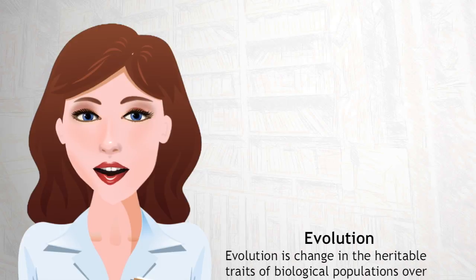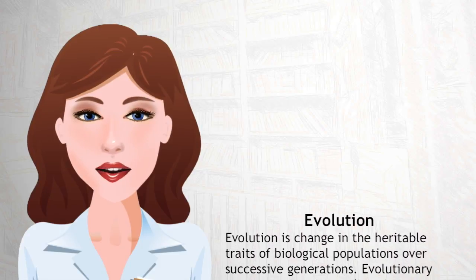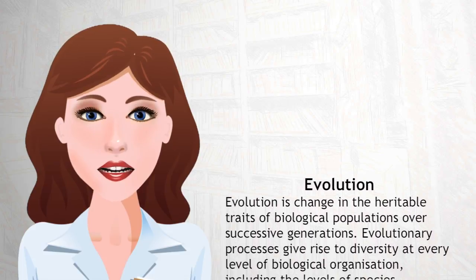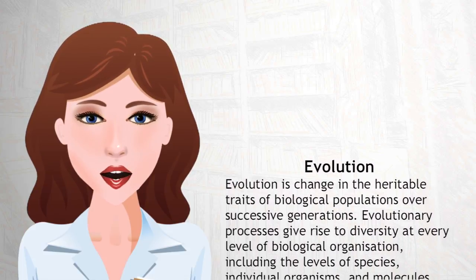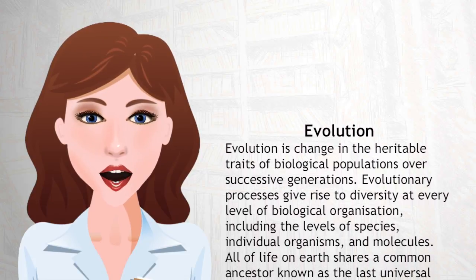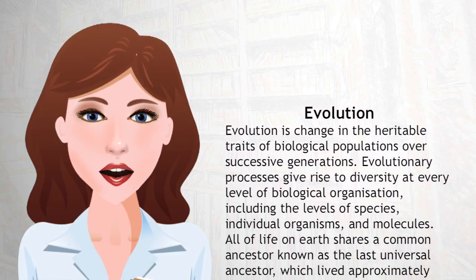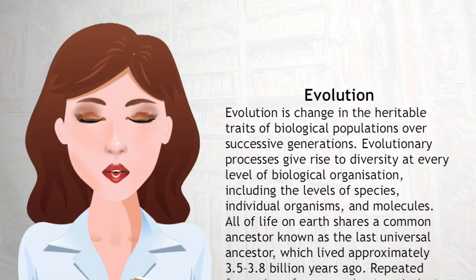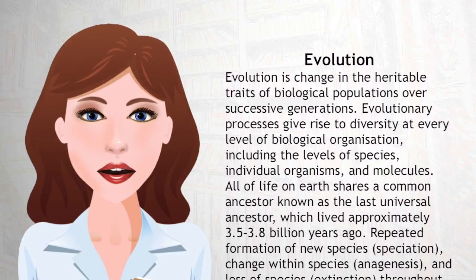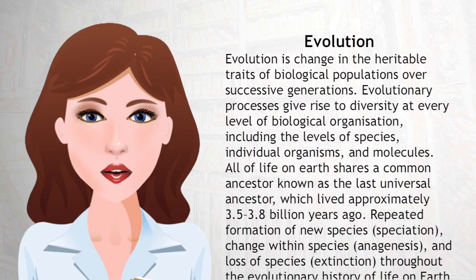Evolution is change in the heritable traits of biological populations over successive generations. Evolutionary processes give rise to diversity at every level of biological organization, including the levels of species, individual organisms, and molecules. All of life on Earth shares a common ancestor known as the last universal ancestor, which lived approximately 3.5 to 3.8 billion years ago.